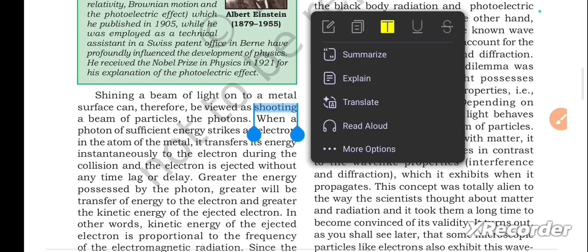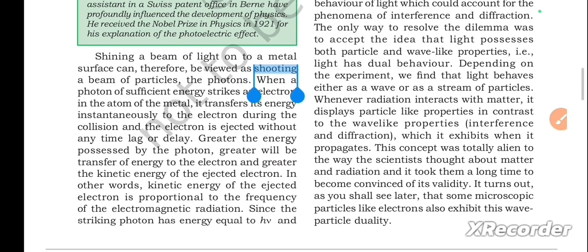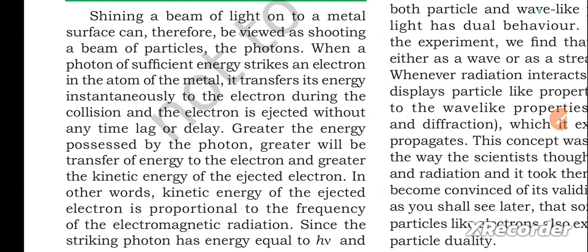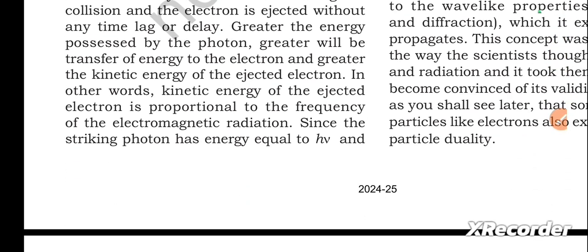Shining a beam of light on to a metal surface can therefore be viewed as shooting a beam of particles, the photons. When a photon of sufficient energy strikes an electron in an atom of the metal, it transfers its energy instantaneously to the electron during the collision, and the electron is ejected without any time lag or delay. Greater the energy possessed by the photon, greater will be the transfer of energy to the electron and greater the kinetic energy of the ejected electron. In other words, kinetic energy of the ejected electron is proportional to the frequency of the electromagnetic radiation.